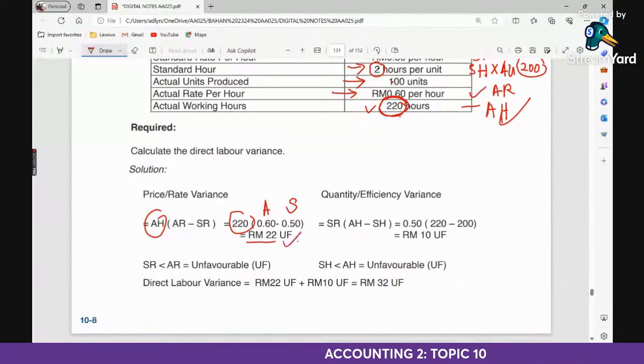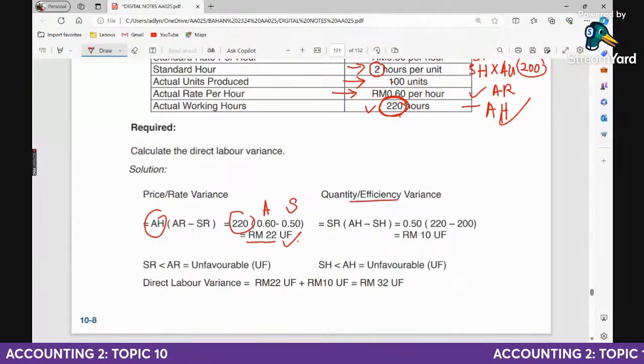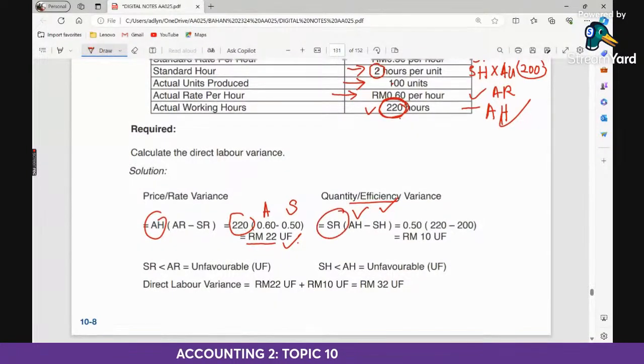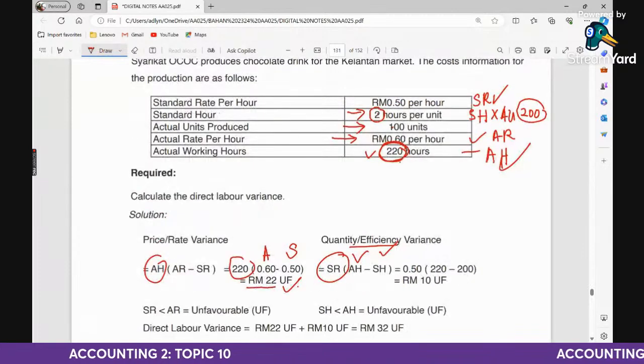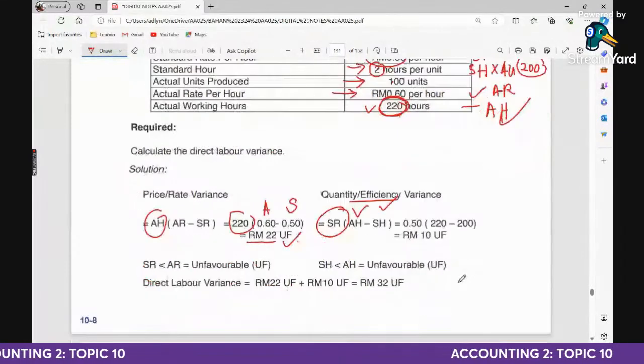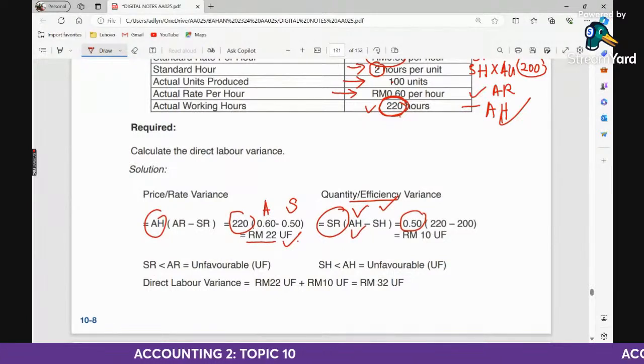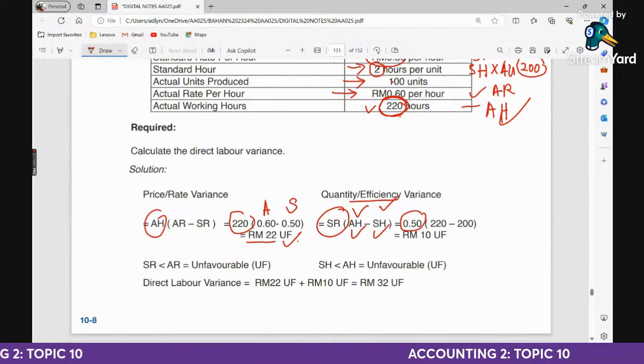Okay, alright. And then you have the quantity ataupun efficiency. So kalau efficiency kita merujuk kepada jam kerja. So yang dalam bracket adalah jam tolak jam. Okay, so standard rate sama. Your standard rate just now in the question is 50 sen. Okay, so this is my standard rate. Okay, standard hours. Ini mesti dalam bentuk total. Ini pun mesti dalam bentuk total. That means actual hours mesti bentuk total. Standard hours pun mesti dalam bentuk total.